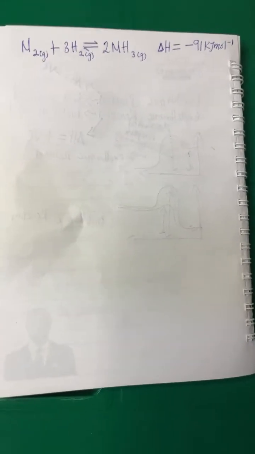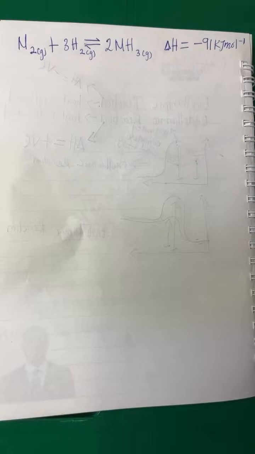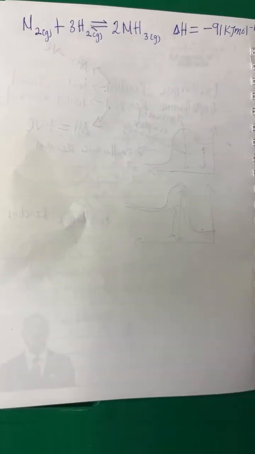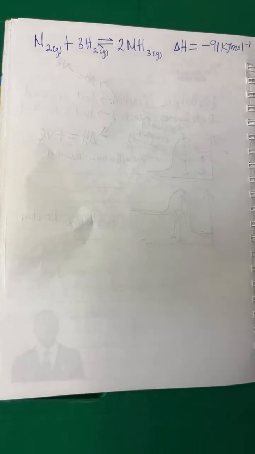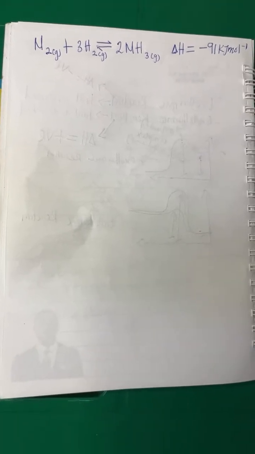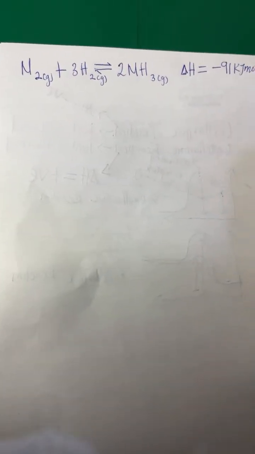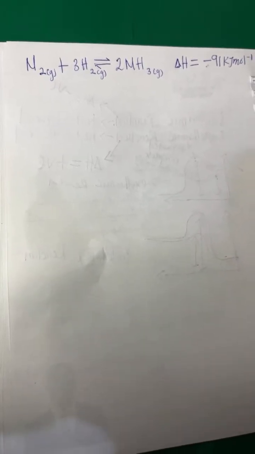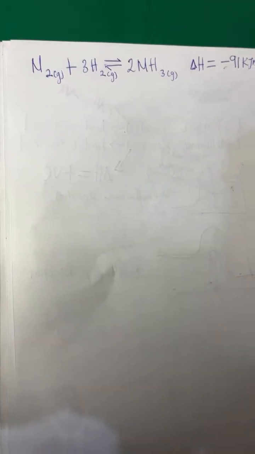Why is it an endothermic reaction, or why is it an exothermic reaction? Okay, it is an exothermic reaction because it has a negative enthalpy. Because delta H is negative, that makes it an exothermic reaction, right?